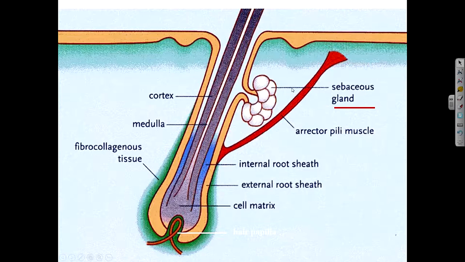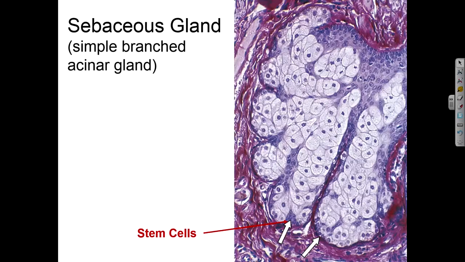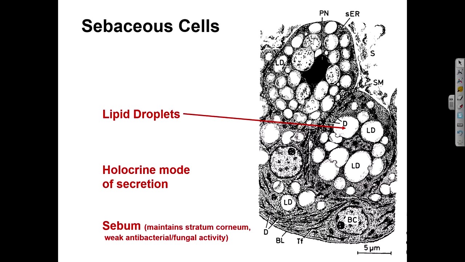Sebaceous glands occur at the level above the internal root sheath. The internal root sheath peters out at the level of the sebaceous gland and doesn't extend beyond where the sebaceous gland opens onto the hair shaft. And the sebaceous glands are a simple branched acinar gland. Remember, classification of glands. So it's simple branched acinar, as shown here. And it contains a large number of lipid droplets, and it secretes by a holocrine mode of secretion.